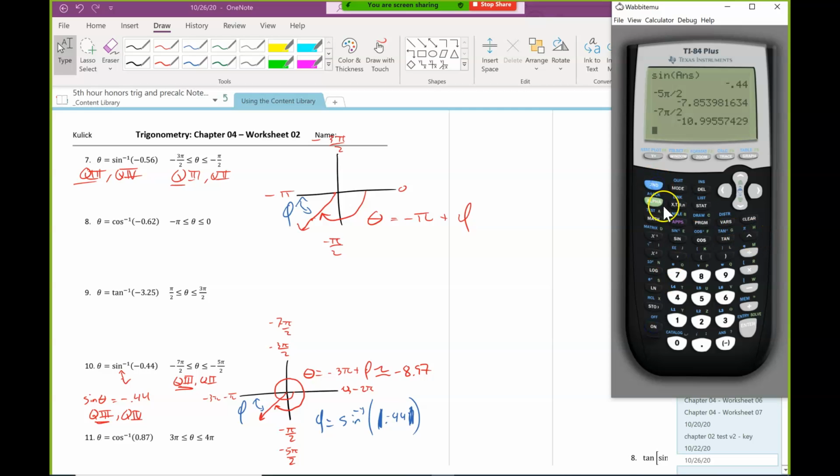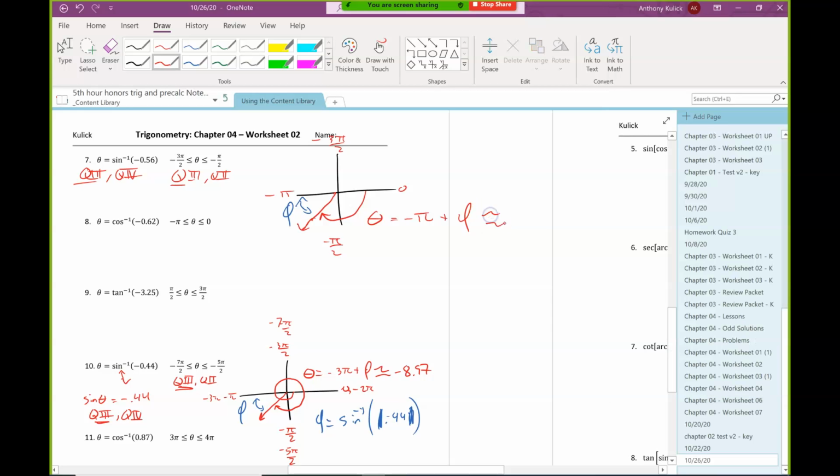Okay. So then I just go to my calculator. So I'll do negative pi plus sine inverse of the absolute value, 0.56. And that comes out to negative 255. Okay with that? Yeah. No problem.